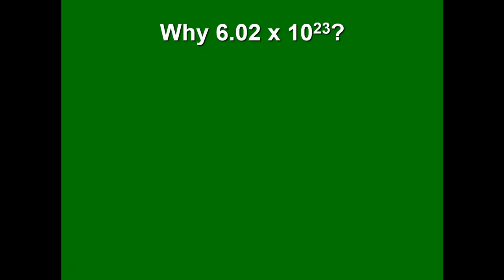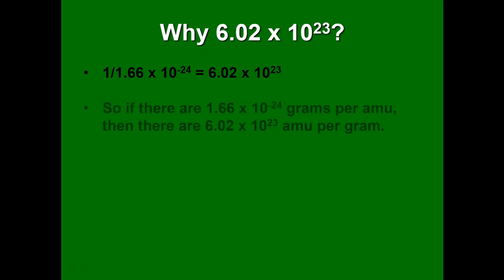And this goes back to something I said a few minutes ago, which has to do with the mass of an AMU. You may or may not remember that I said the mass of one atomic mass unit is 1.66 times 10 to the minus 24th grams. Well, it turns out that Avogadro's number, 6.02 times 10 to the 23rd, is simply the reciprocal of the mass of an atomic mass unit. So if you take 1 over 1.66 times 10 to the minus 24th, you get 6.02 times 10 to the 23rd. Well, why is that significant?